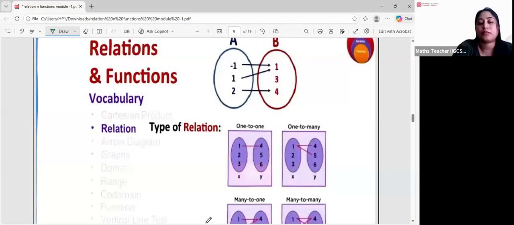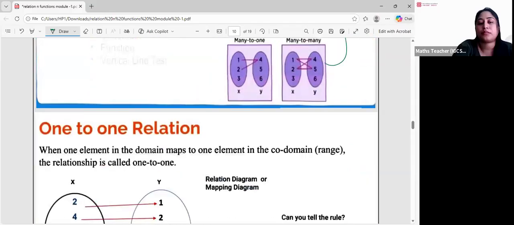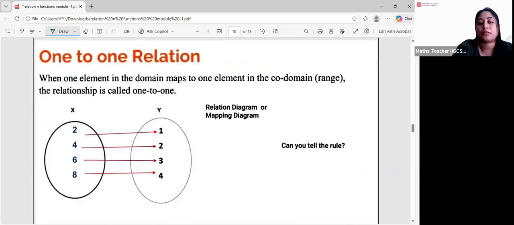So as the name says, one-to-one relation means when one element in the domain maps to one element. See, suppose I have the ordered pairs (2, 4), (4, 2). The first element we're gonna call X. So all the first elements, we call them the domain. Remember that. All the X values are the domain, and all the Y elements, we call them the range.